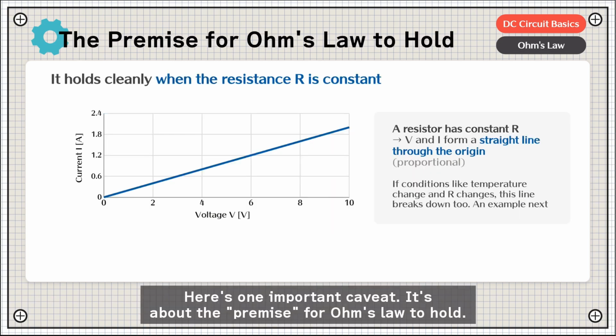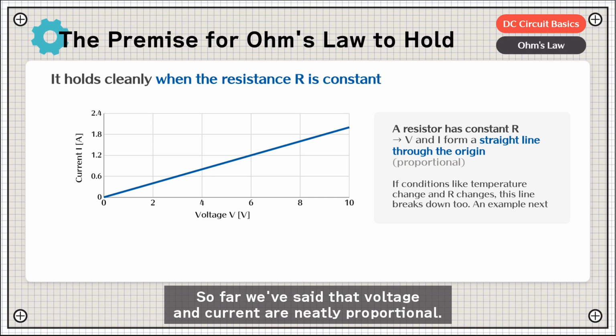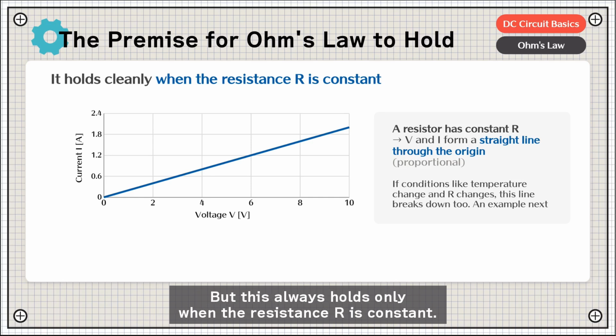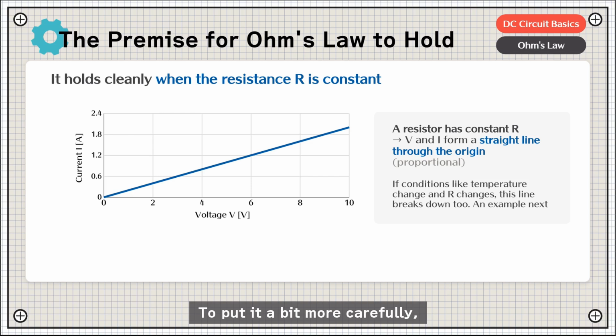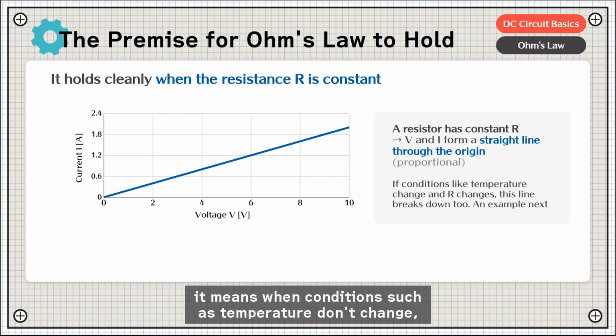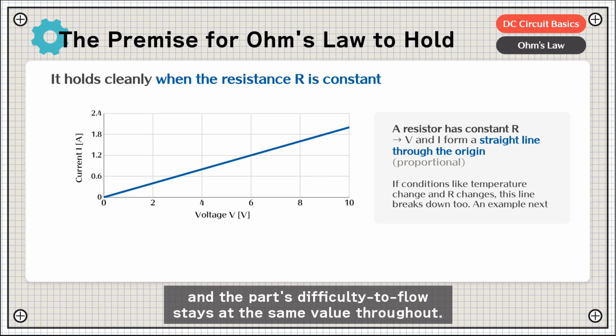Here's one important caveat. It's about the premise for Ohm's law to hold. So far we've said that voltage and current are neatly proportional. But this always holds only when the resistance R is constant. To put it a bit more carefully, it means when conditions such as temperature don't change and the part's difficulty to flow stays at the same value throughout.